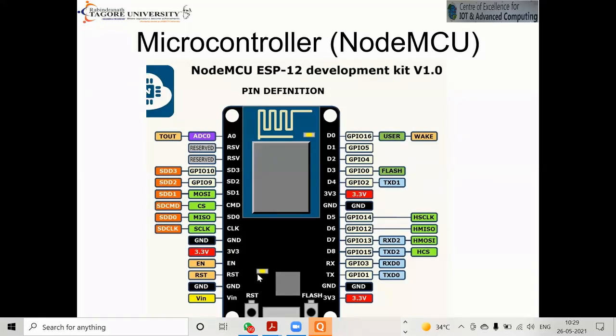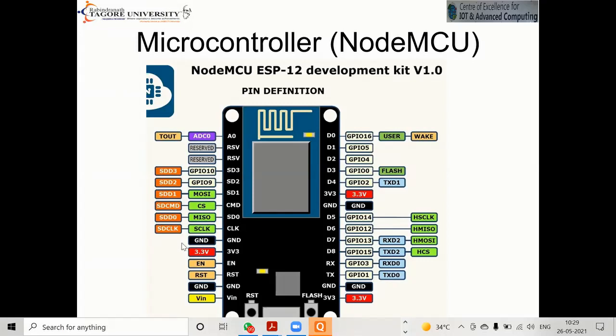So this is the NodeMCU pin specification. These are the GPIO pins, meaning general purpose input output pins: D0, D1, D2, D3, D4. When you code, you can write either D0, D1, D2, D3, or otherwise you write 16, 5. Just remember that D0 is the pin number 16 general purpose input output pin, and D1 is the general purpose input output pin number 5.